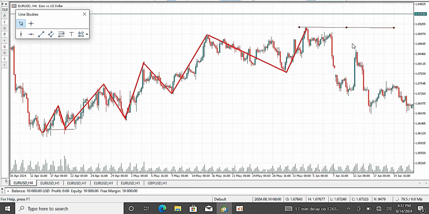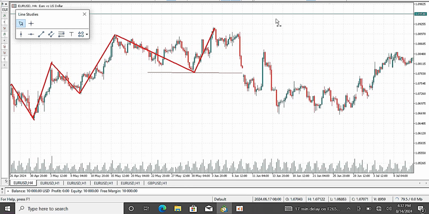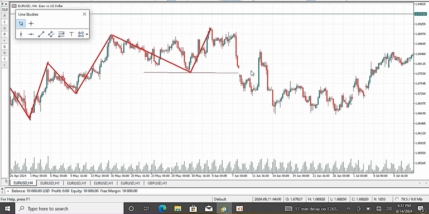So price has basically changed character like this. So what is change of character? Like I said before, change of market character is when the market changes character from a bullish market to a bearish market, or from a bearish to a bullish. All right. So this was the lowest swing before price started retracing back into that range.